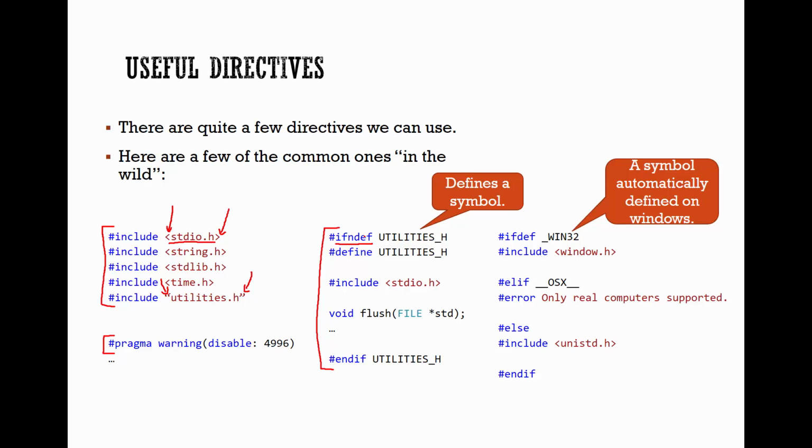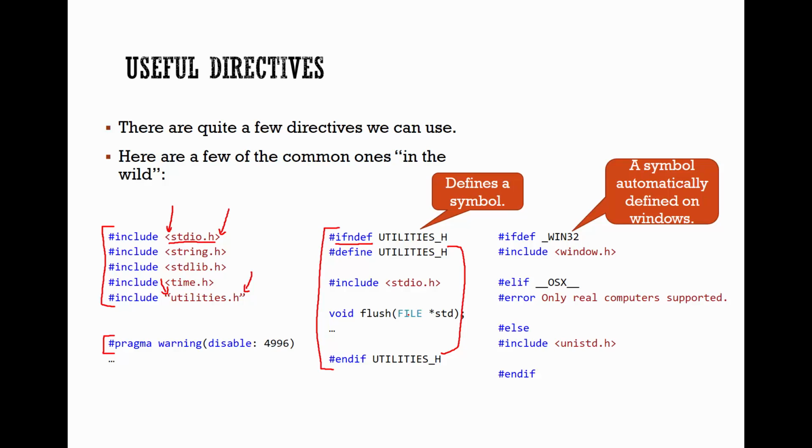What this is checking is whether this UTILITIES_H symbol has been defined. If it hasn't been defined, then we're good to go. Then we can go inside and do the stuff in the if clause. So let's say it's not defined. What happens? Then that second line will run: define UTILITIES_H. Basically we're saying, I didn't have it, so I'm going to bring it into existence. I'm going to define that symbol.